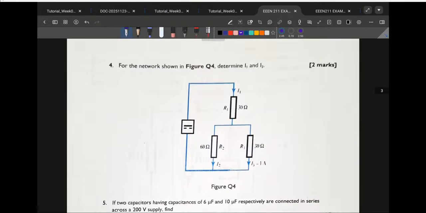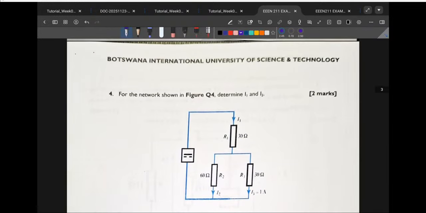These are very small questions that come in section A. Yet it is now saying, can you please find, determine I1 and I2? This is I2 and there's I1. So anyway, we know I3. How did we get it from current divider?